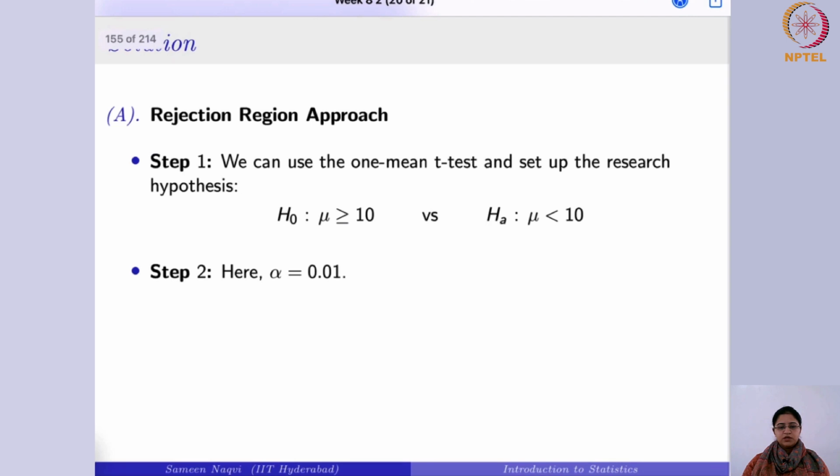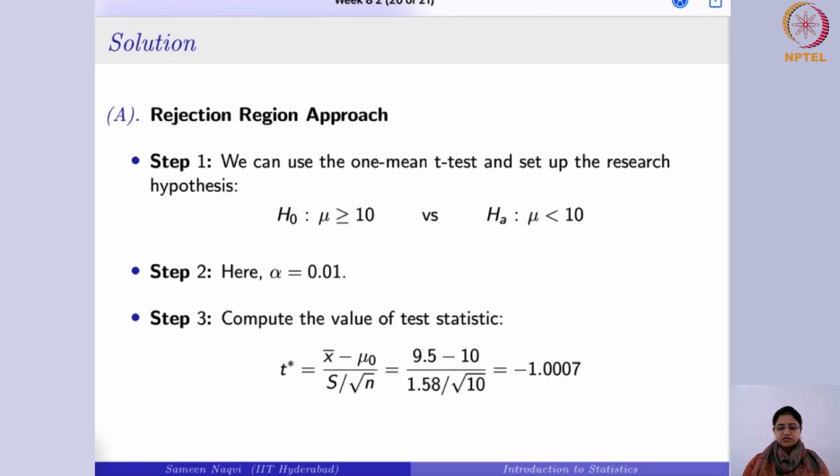Alpha is 0.01 and this test statistic again. So this basically shows that when you have this data set, X bar comes out as 9.5, S comes out as 1.58, N is obviously 10 in this case, and mu naught is given to you as 10. If you solve this, this basically comes out as minus 1.0007. So the test statistic is there.